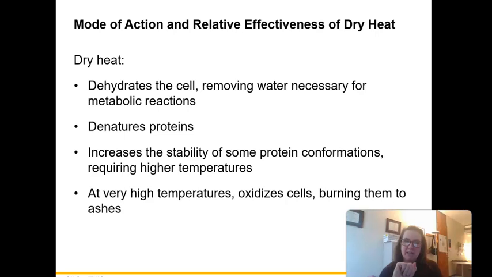And so one of the things that's going to happen is we're going to dehydrate that cell, and it's going to cease existing because we've destroyed its metabolic functioning. But we also can denature or destroy the proteins that are in or on those bacteria on your inoculating loop. So there's a couple of other things. At very high temperatures, we can increase the stability of some protein conformations. So essentially we need the higher temperatures to destroy those proteins. And then at very high temperature, we can oxidize cells and essentially turn them to ashes.